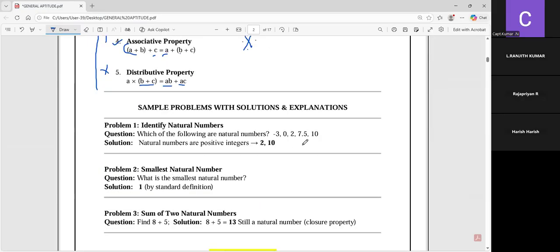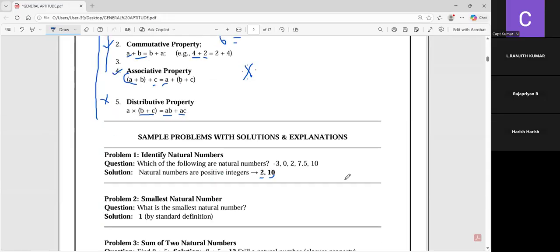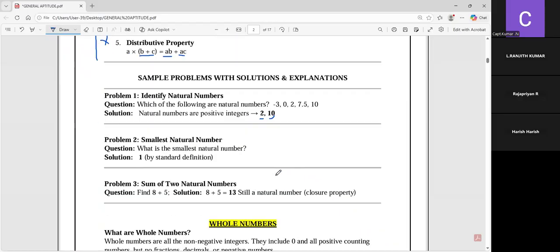Now we are going to see some small simple problems. First, identify the natural numbers. I'm going to give a set of numbers: -3, 0, 2, 7.5, 10. Here I'm going to mention that 2 and 10 are natural numbers. How are they natural? See the rule: it starts from 1, no fraction, no negative, and it goes up to infinity. So from this rule, 2 and 10 are correct. Second one, what is the smallest natural number? It is 1, not 0.